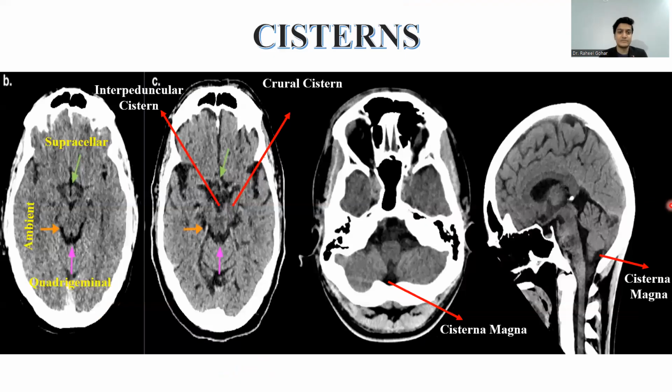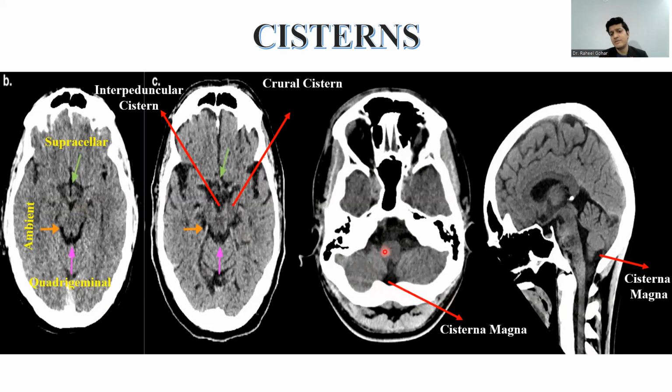Again, now we were talking about the cisterns. In front of the midbrain we have the interpeduncular cistern. Then we have the ambient cistern, quadrigeminal cistern, and here we have the crural cistern as well. Anteriorly, around the optic chiasm and pituitary, we have the suprasellar cistern as well. Again, you can see different cisterns.